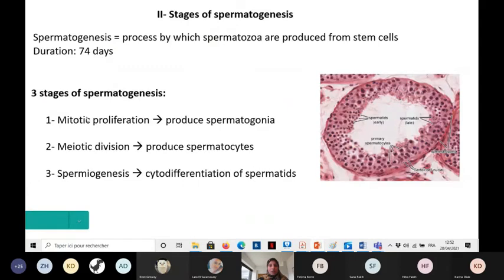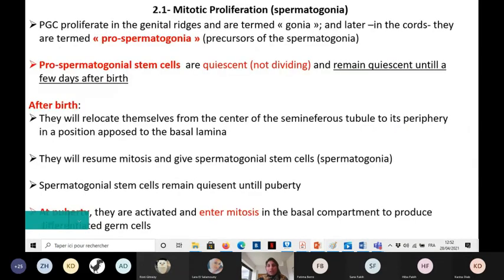Now we will start by talking about the mitotic proliferation, and how the spermatogonia are produced, and then how they will divide. As we said in chapter 3, we have primordial germ cells in the embryo during embryogenesis that will reach the genital ridges and will proliferate inside of those ridges. And once they reach the genital ridges and proliferate inside of them, we call them gonia.